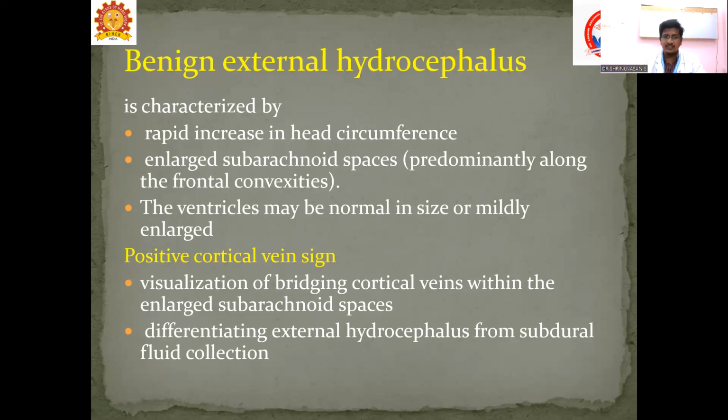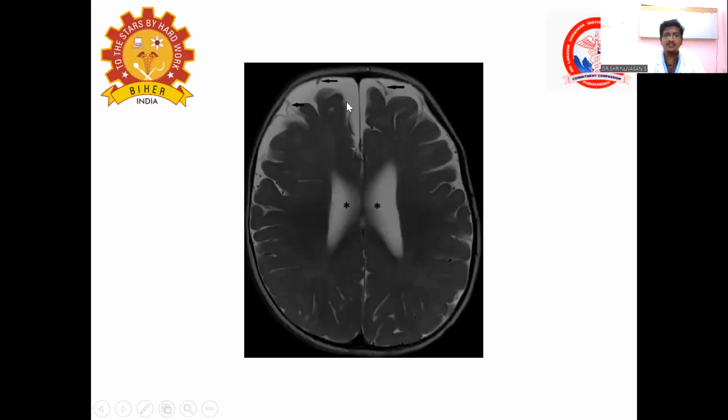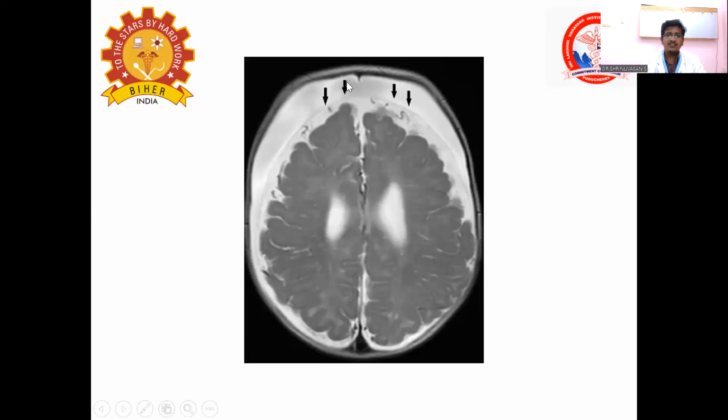Whenever you are able to see the bridging cortical veins within the enlarged subarachnoid spaces, the veins are not compressed, so it is not a subdural collection. It is external hydrocephalus, which is nothing but prominent subarachnoid spaces, commonly seen in young age or term babies. In a subdural fluid collection, the fluid compresses these veins.